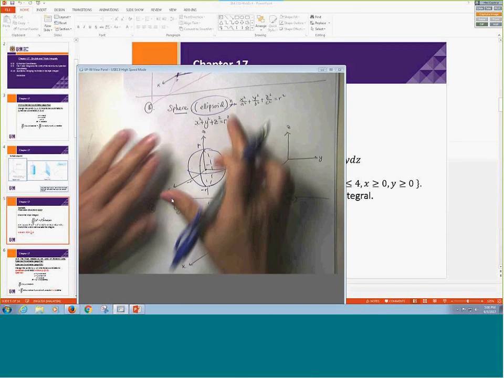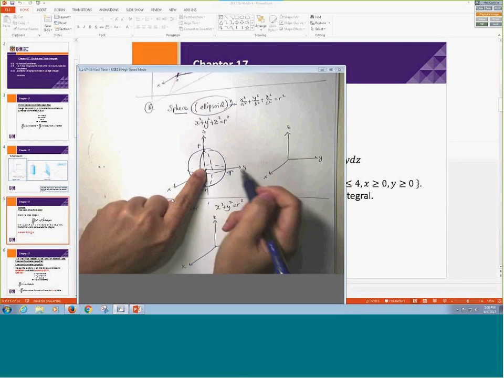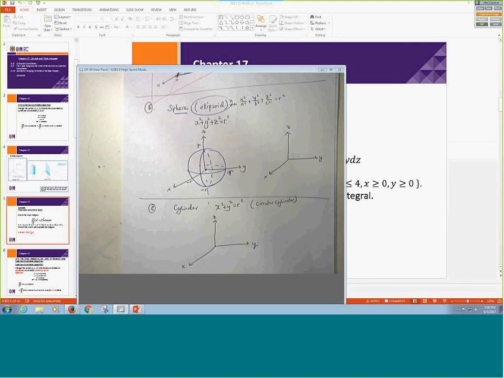So if you have the ellipsoid, the distances to x, y, and z will be different, and you will not get the perfect round shape.